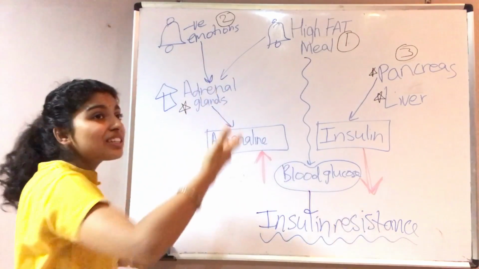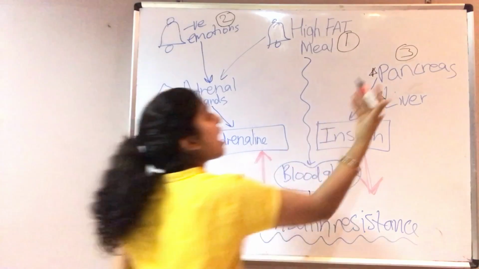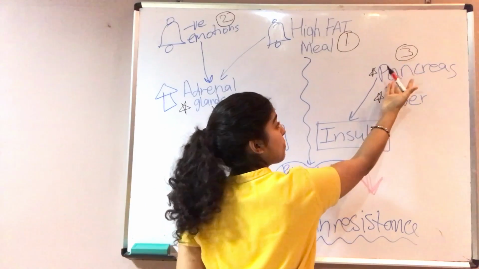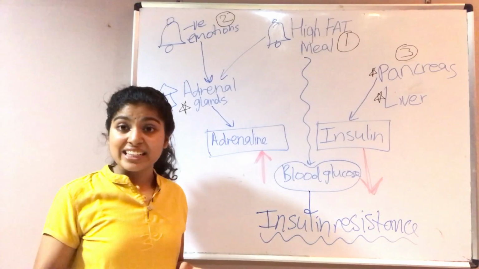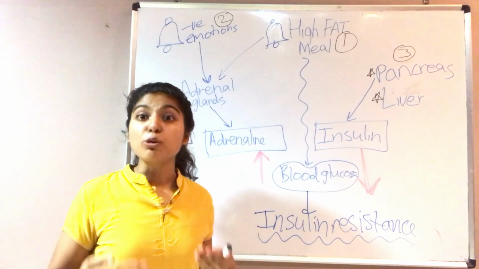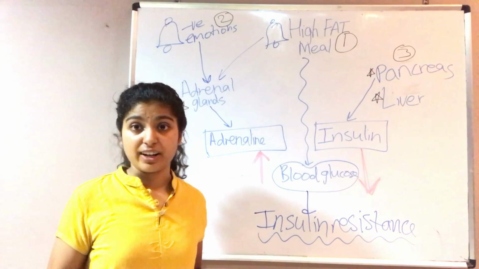For negative emotions, you can try yoga and meditation. For healing your damaged and overworked pancreas, liver, and adrenal gland, you can follow the 28-day clean. That's probably the fastest and most effective way to heal your already damaged pancreas, liver, and adrenal glands.